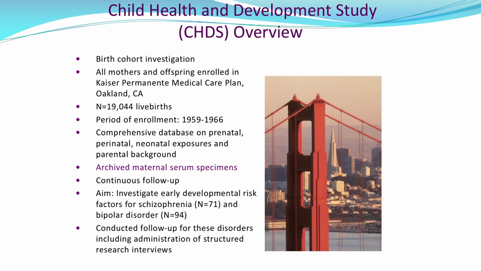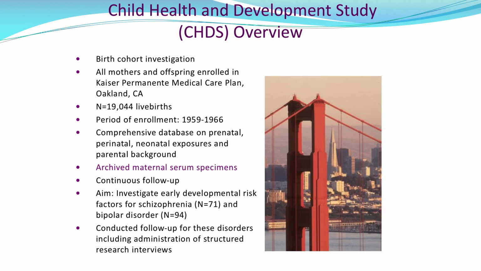So the first study I'll be telling you about was in a place not far from here, a birth cohort investigation called the Child Health and Development Study. This is kind of a preview to what I'll be telling you. This was an investigation of all mothers and offspring who were enrolled in the Kaiser Health Plan in Oakland. I don't need to tell you more about Kaiser here, you all know it. There were about 19,000 live births in this study. It was started in the 1950s and 60s. These are births from that period.